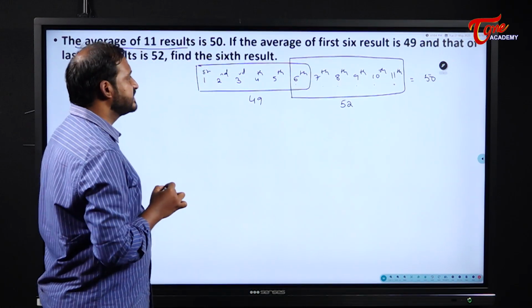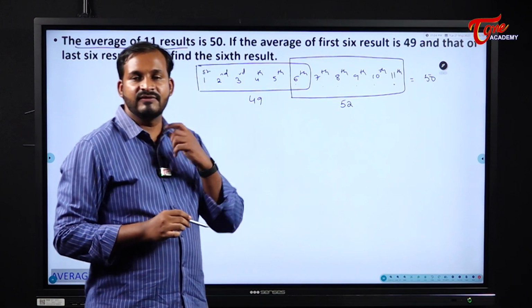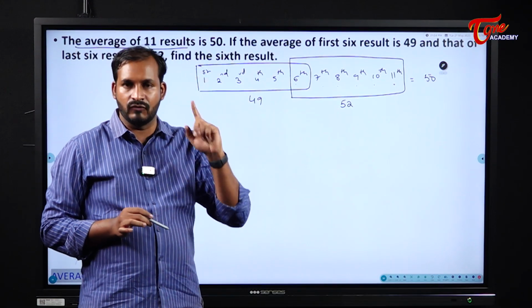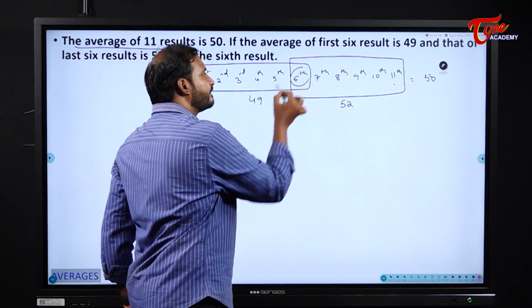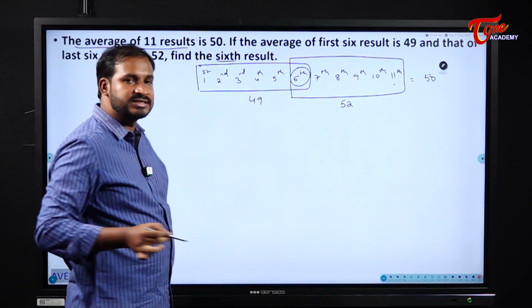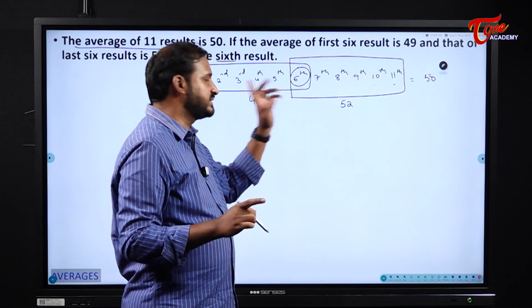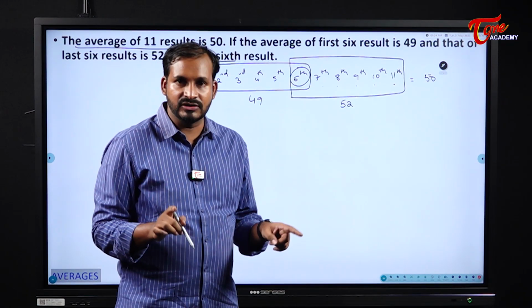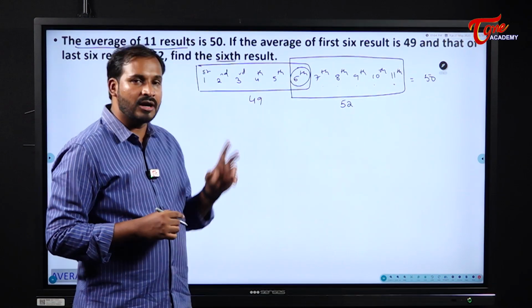Okay, and they are asking us the sixth result. Whenever you see these type of questions, students, here we can only find the exact value of only one observation, the common observation. That is the reason in the question also they asked the sixth result. So there is scope to find only one observation, that is sixth, the common observation.